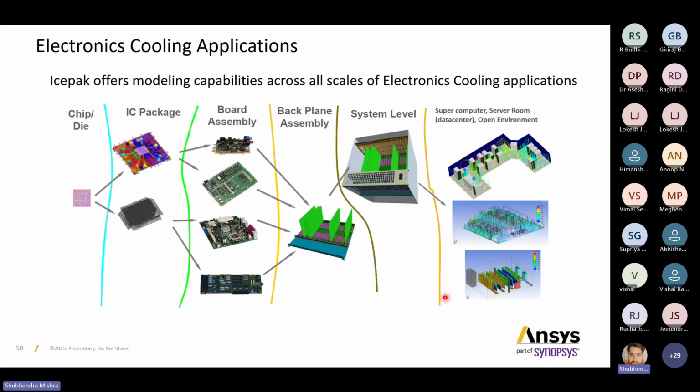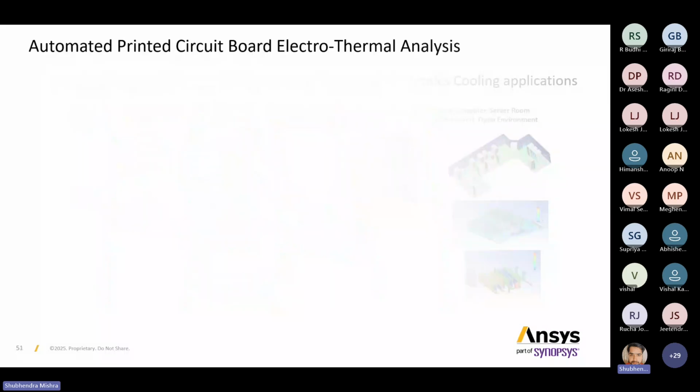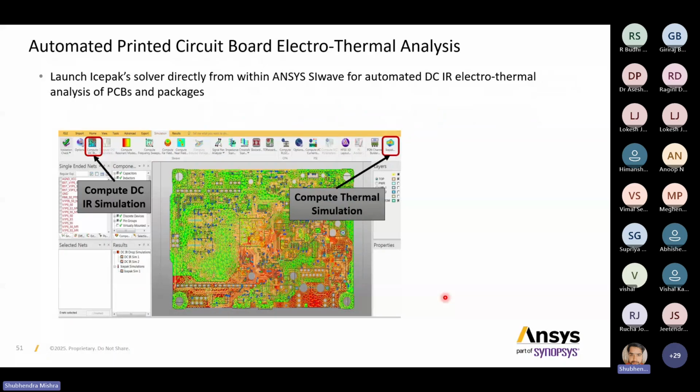In this, we basically analyze from chip level to the system level how temperature or airflow behaves. We can do that in our Icepak applications. We can couple our DC IR simulation results with the thermal results. This is our PCB, and now I want to move to the PCB level thermal simulations, so I can directly couple.